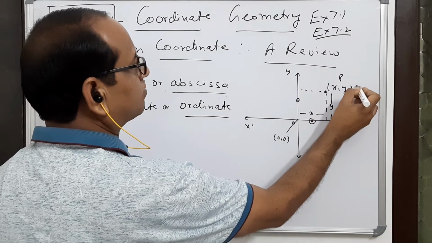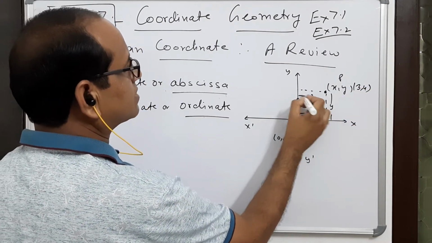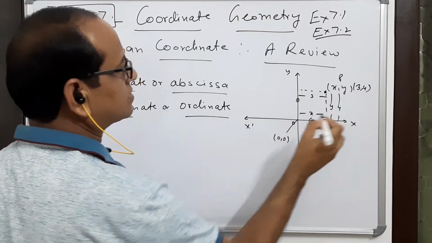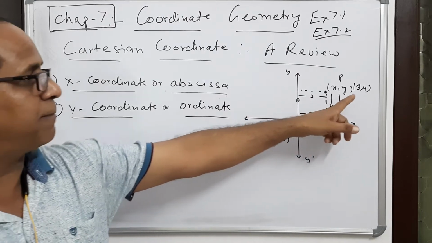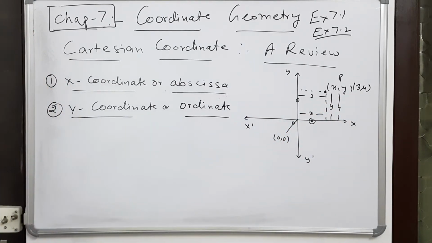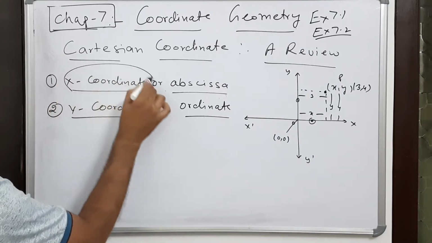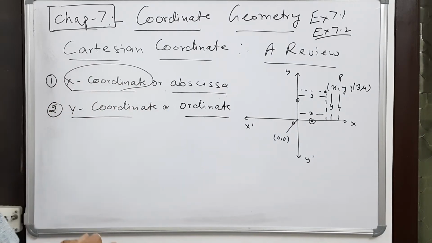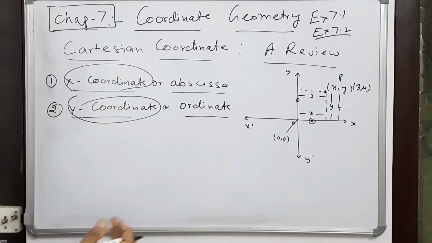Suppose the coordinate of this point is 3, 4. Then this distance is 3 and this distance is 4. So coordinates represent the distance from the x-axis and y-axis. So what is the x coordinate? It is the distance from the y-axis. What is the y coordinate? It is the distance from the x-axis.